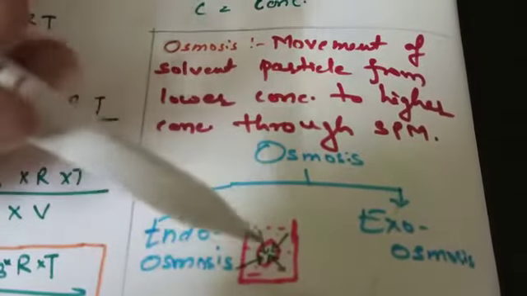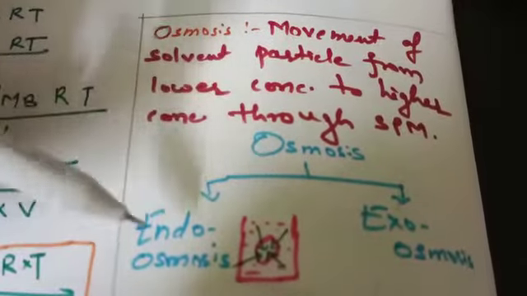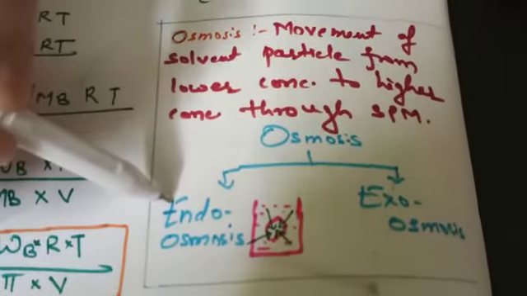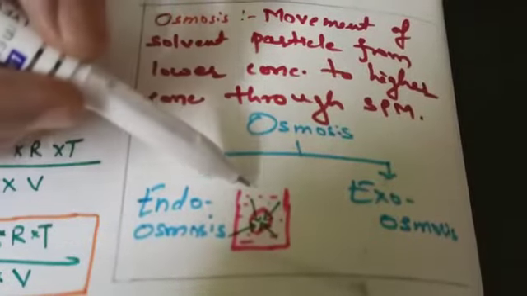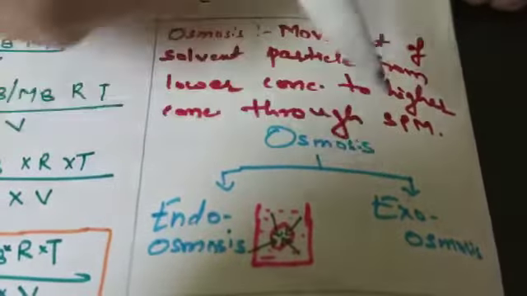That means here the shrinking happens. For example, in endoosmosis, if we keep raisins in water, they swell up because the solvent particles move inside the cell. Whereas in exoosmosis, if I keep grapes in a sugar solution, they shrink. This is known as exoosmosis.